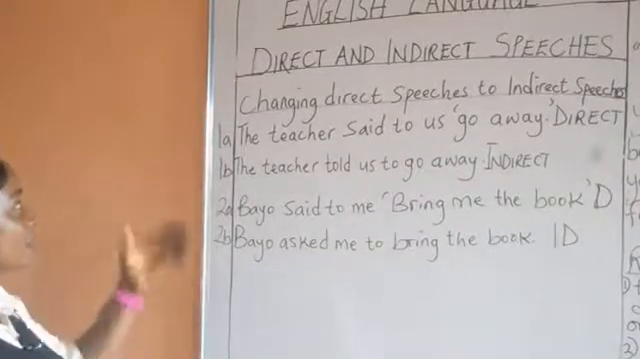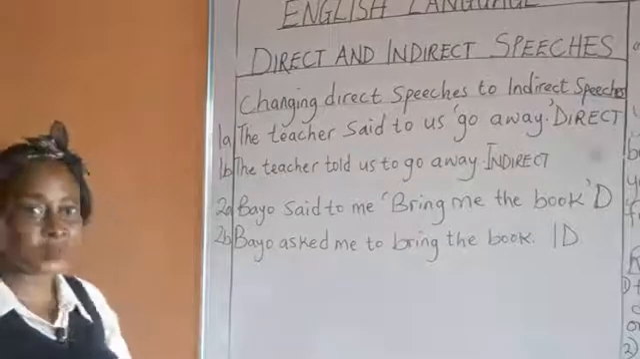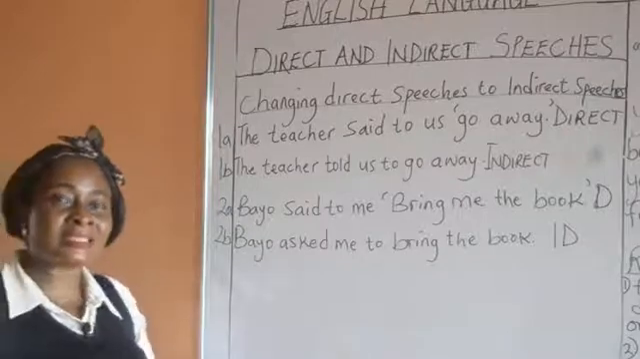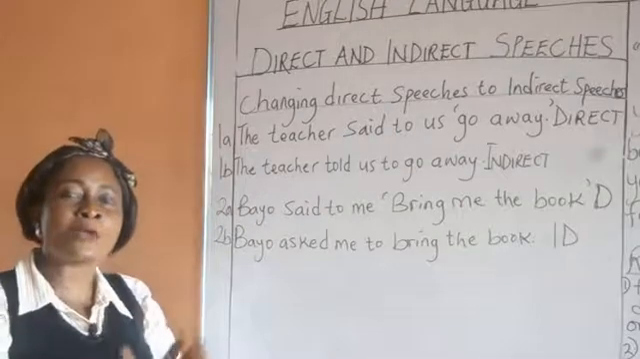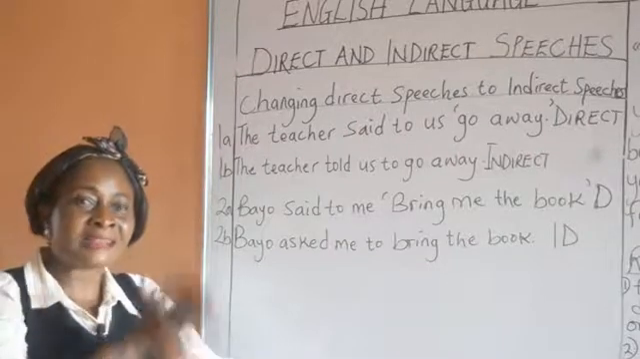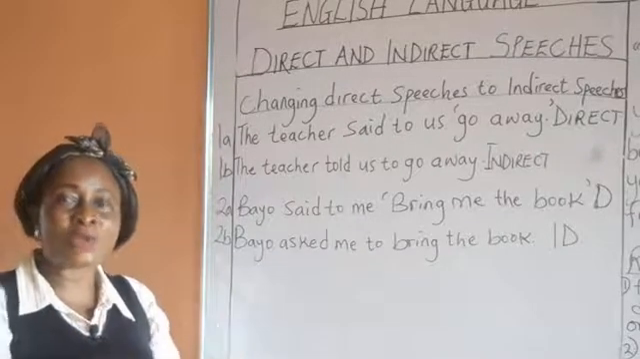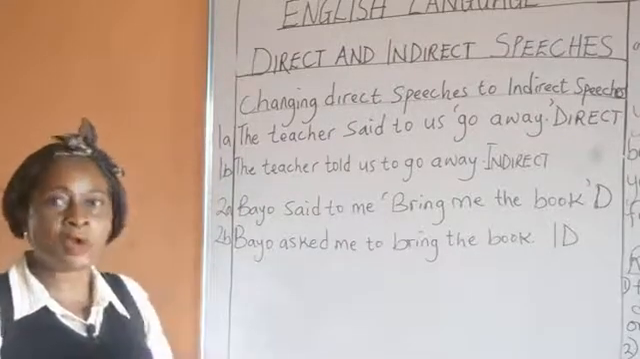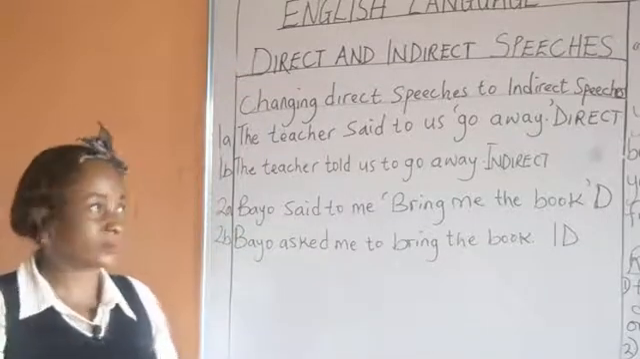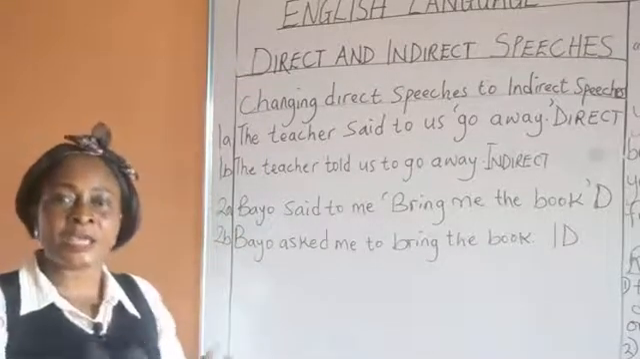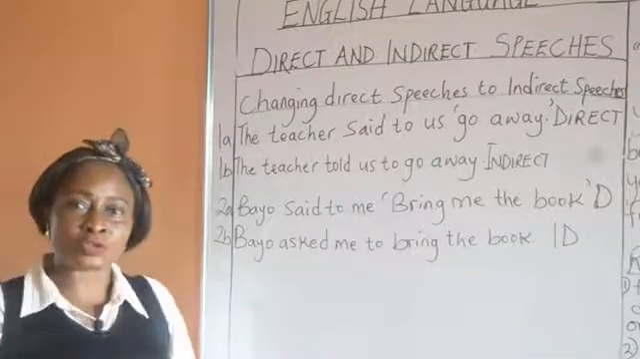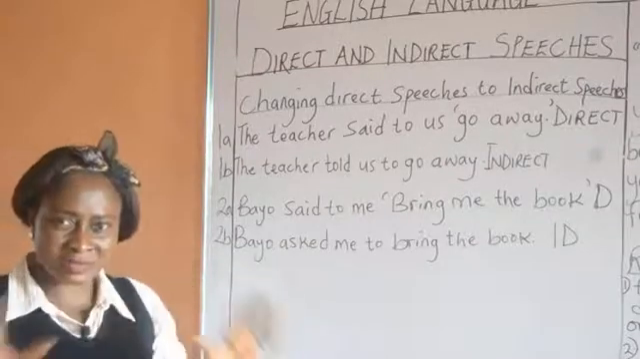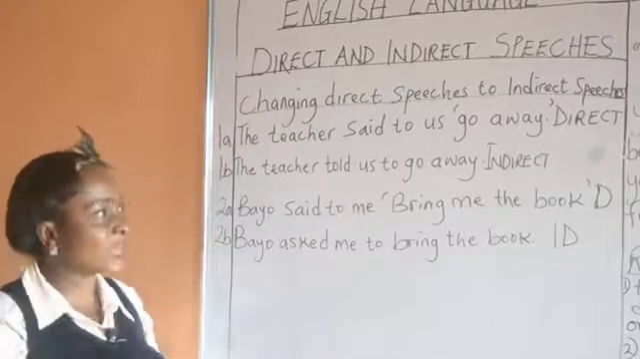Let's take it again. Changing direct speeches to indirect speeches. I said a direct speech is a speech that is in the stead of the speaker, when you are quoting the speaker exact way the speaker said it. When you are saying words that the speaker said in the exact form, it's a direct speech. An indirect speech, also known as a reported speech, is when you are making a report about what somebody else has said or done in the past. Do you understand? One is direct and the other is indirect.